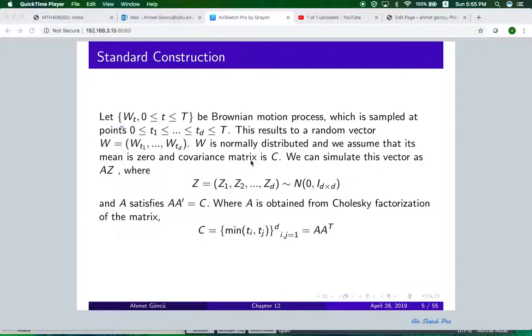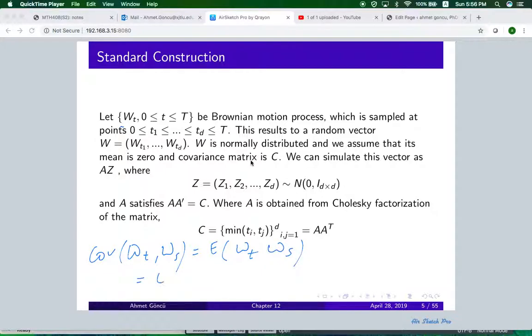So W is normally distributed by the definition of Brownian motion, and it's going to have mean 0 and covariance matrix C. So if we think about what the covariances between two Brownian motions are, let's consider Brownian motion at times t and s. The covariance is given by the expectation of W_t times W_s. Well, we can subtract the mean, but the mean is 0 anyway, so that's going to be this expectation.